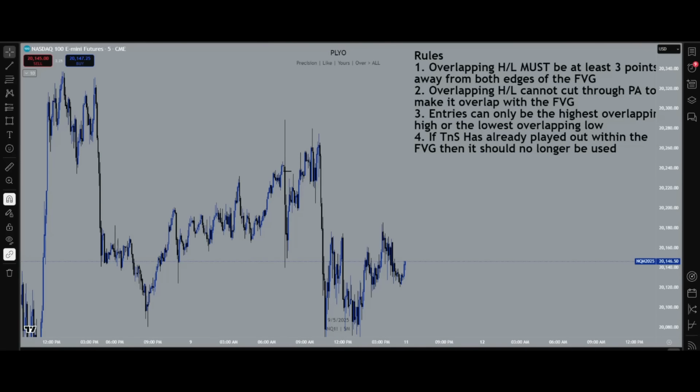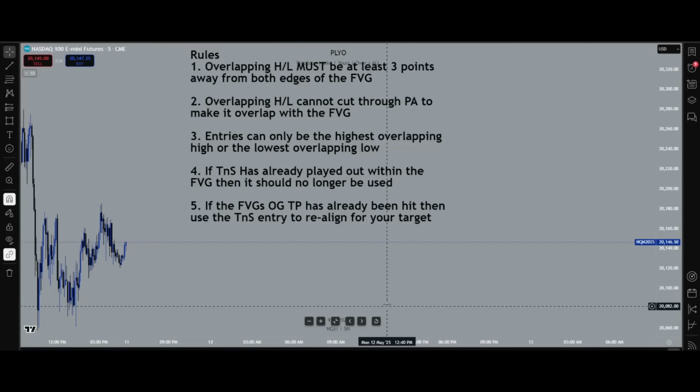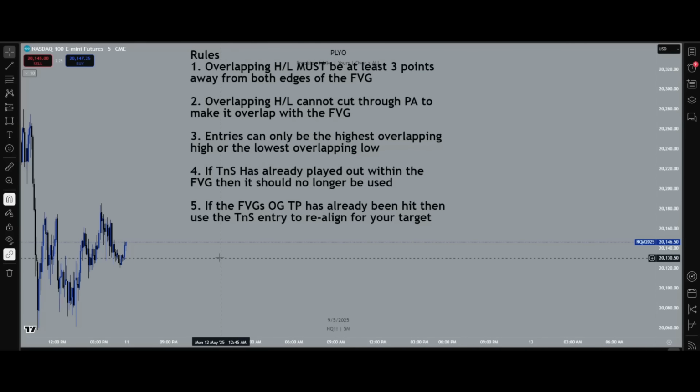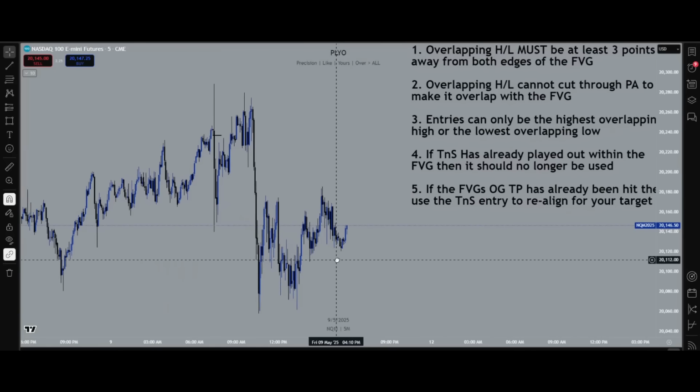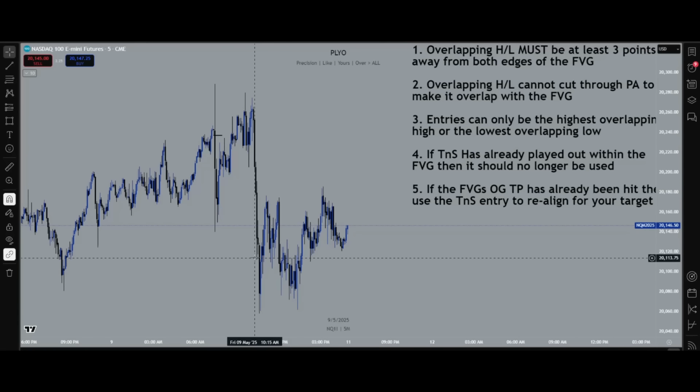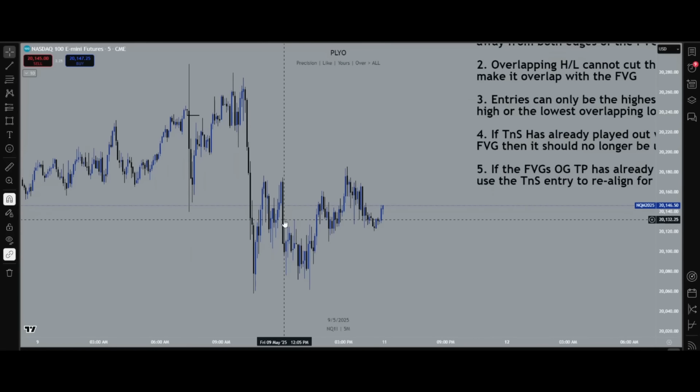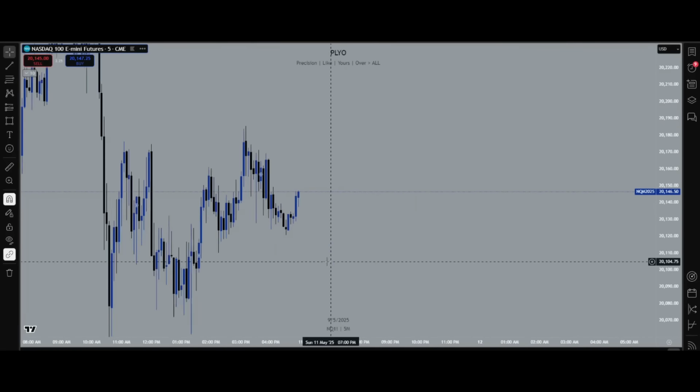Okay. So moving on to rule number 5. If the FVG's original take profit has already been hit, then use the TnS entry to realign for your target. Okay. So we're going to go find an example of this, and this would be from the 9th as well, the 12 p.m. FVG, which would be this one.